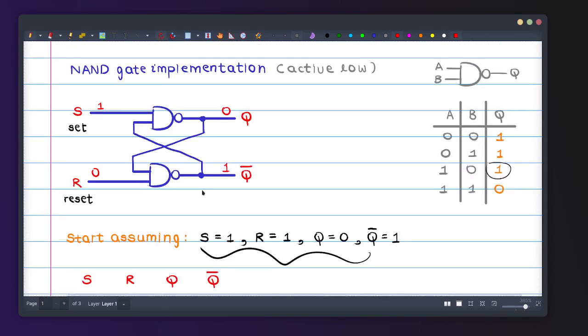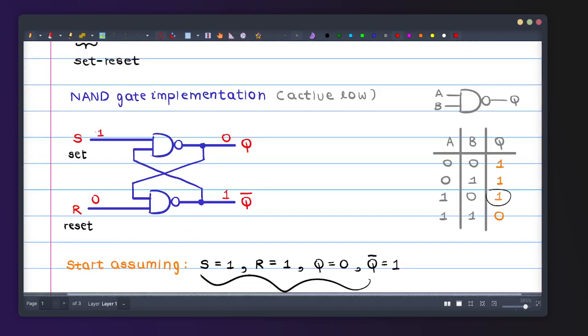Okay, let's make changes now. Let's make the set back to 0. What happens now? 0 and this 1, which is coming in from this output really, would result in 0 NAND 1, which would make this a 1. This 1 goes through here, 1 and 0 would make this a 1 as well. So now we are again in this stable state, and you might wonder, isn't that okay? Haven't we reached a stable state?